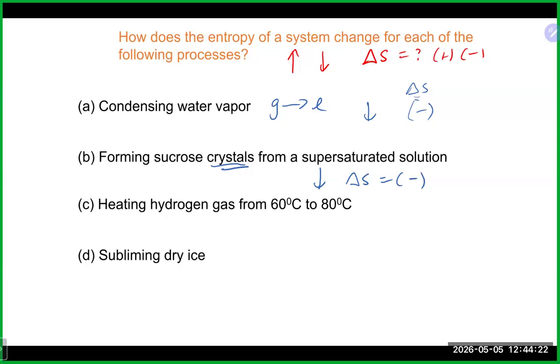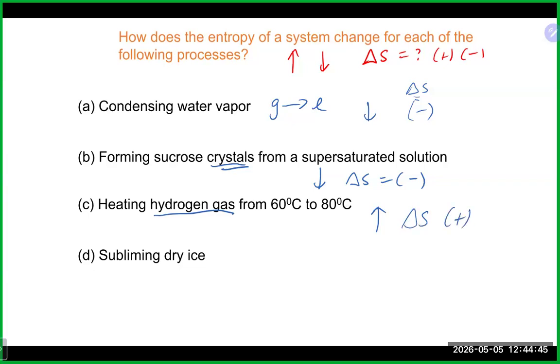That also is going to decrease the disorder and make our delta S more negative in this case. Heating hydrogen from 60 to 80, once again, that's going to increase the temperature. That's going to cause the hydrogen gas molecules to start flying around a lot faster as they have a lot more energy. That should increase the amount of entropy in that system, and that would relate to a delta S that's going to become more positive.